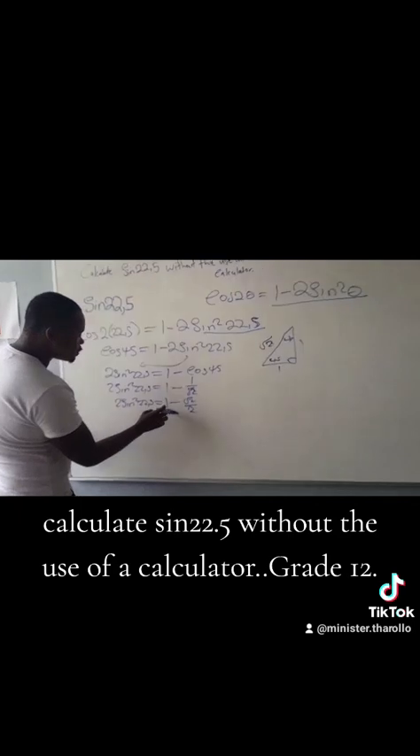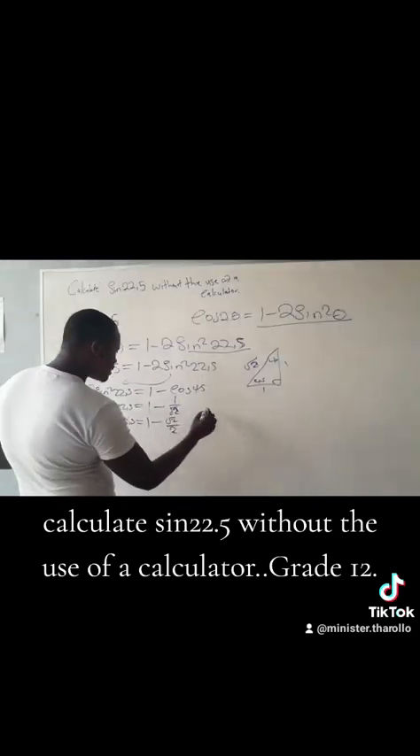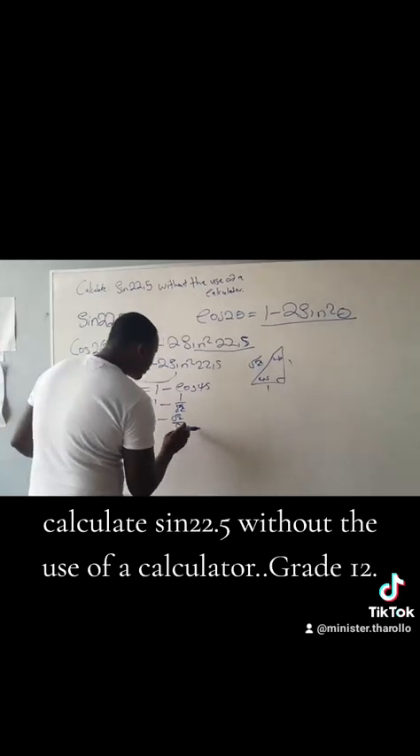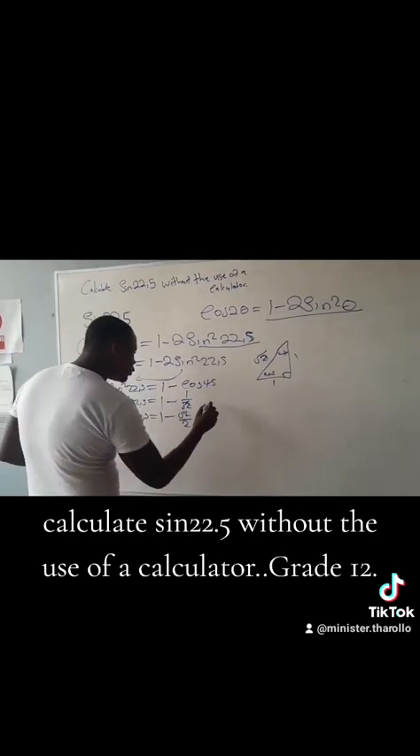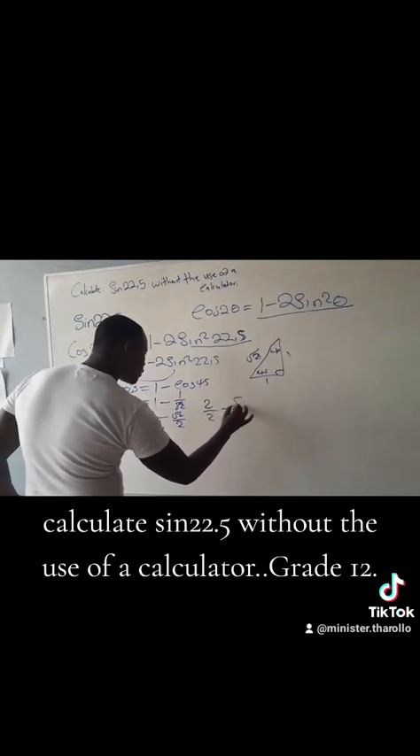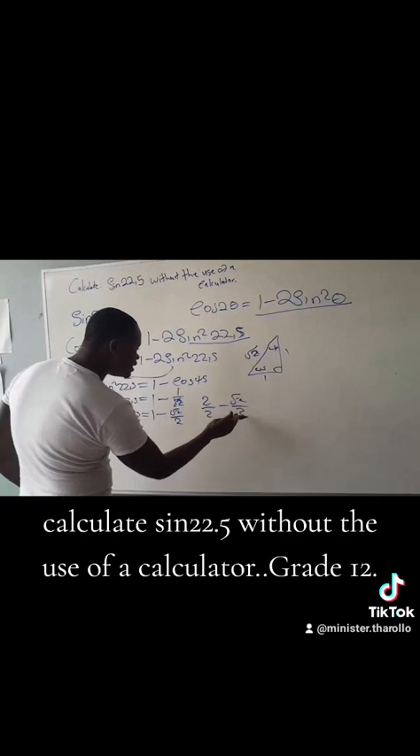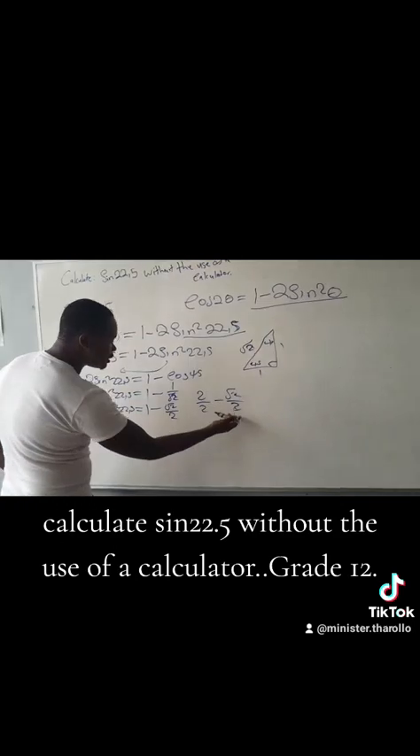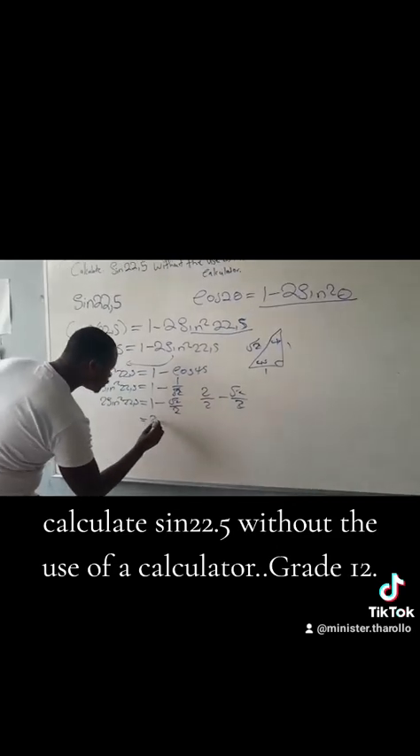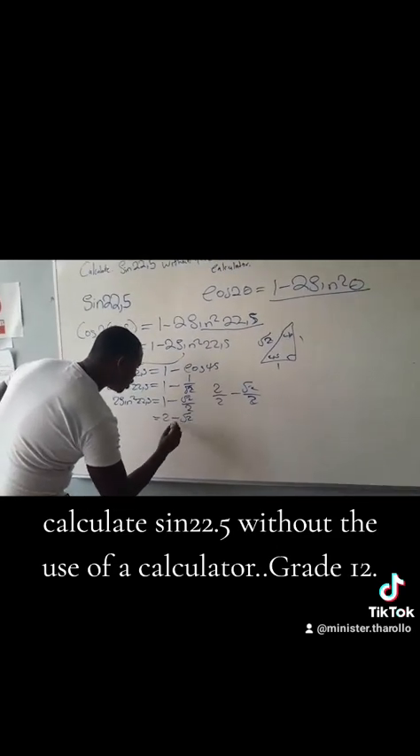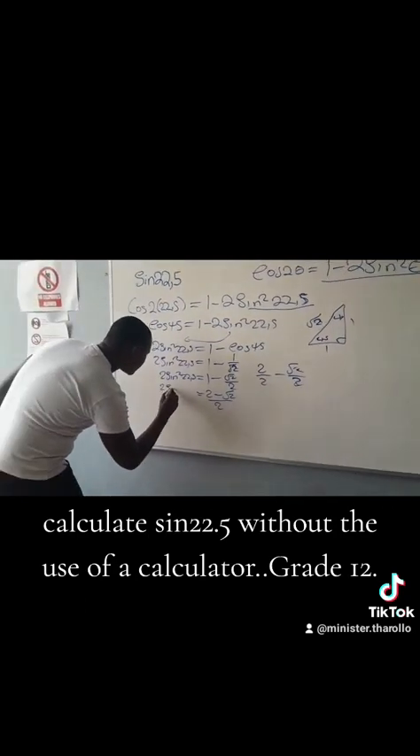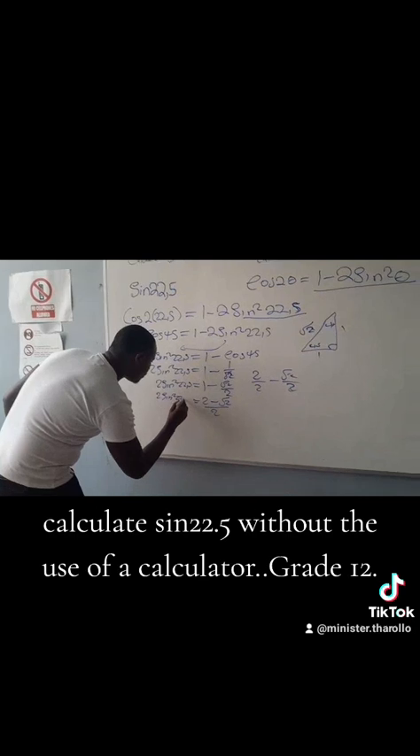Here we have a fraction, so we solve it. You multiply the 1 by 2 over 2 so that we have the same denominator. Then, by the law of fractions, we subtract the numerators on the top. This gives 2 minus square root of 2 over 2. Then you carry on with your 2 sin squared 22.5.